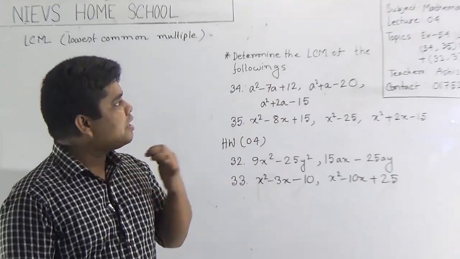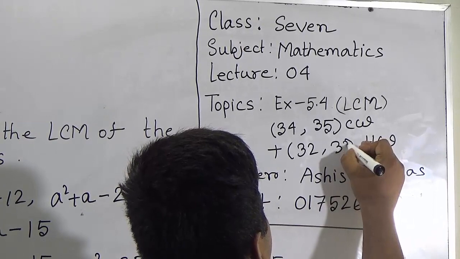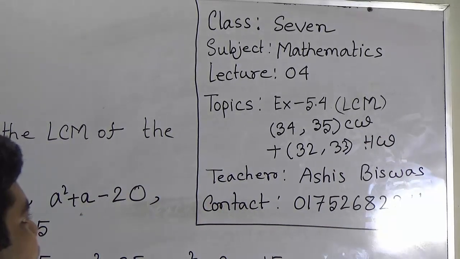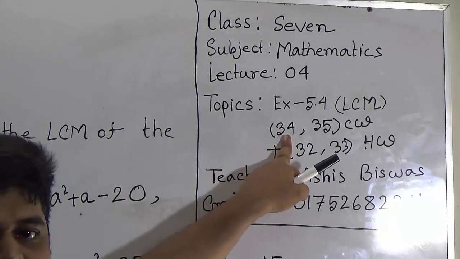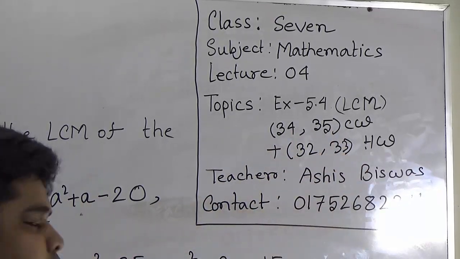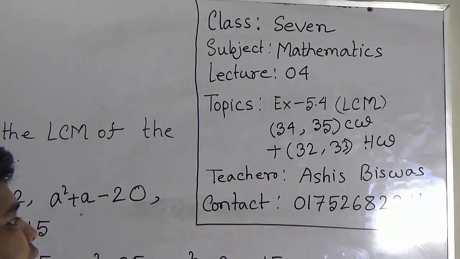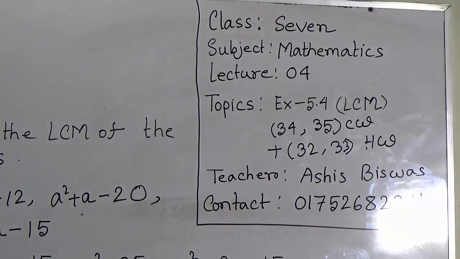That means in our class we shall solve questions 34 and 35, and 32 and 33 will be your HW. I repeat, in our class we shall solve question number 34 and 35, and 32 and 33 will be your HW. This is HW number 4. Okay, my dear students, let us start our class.